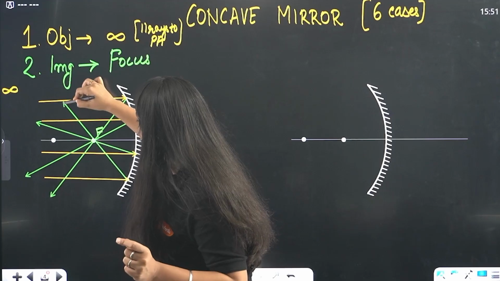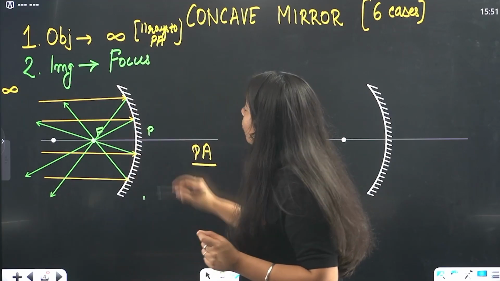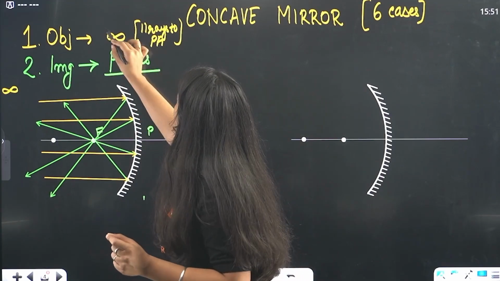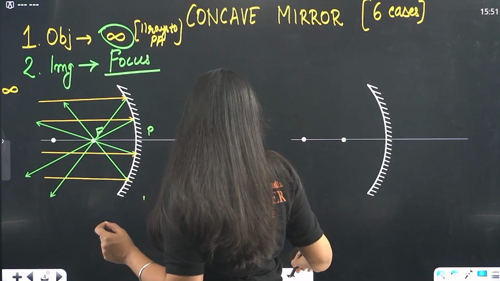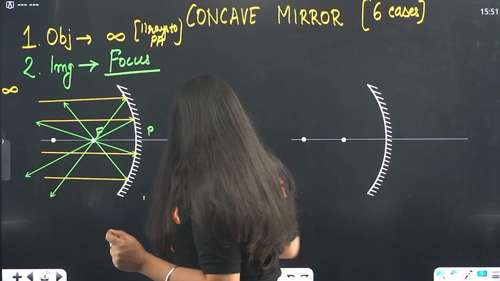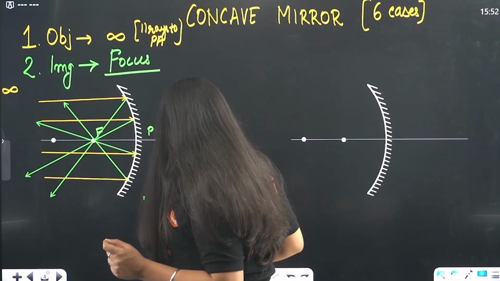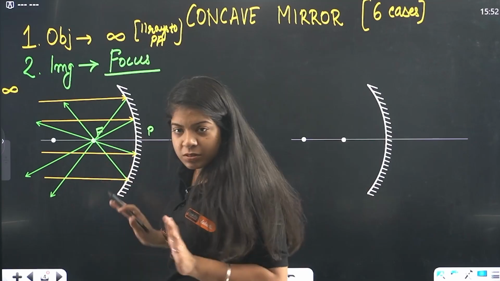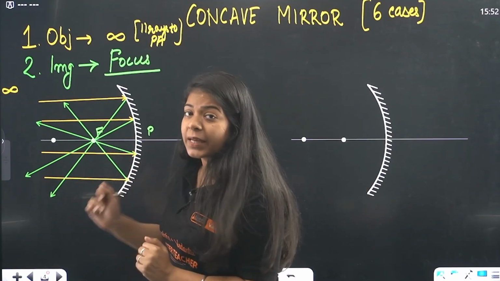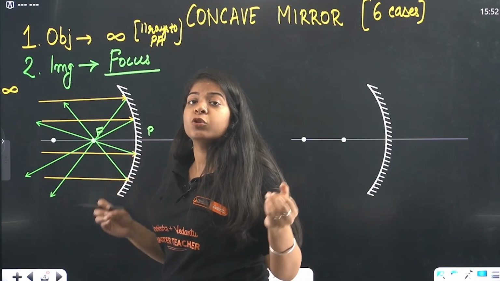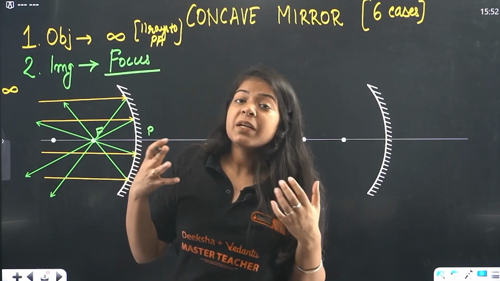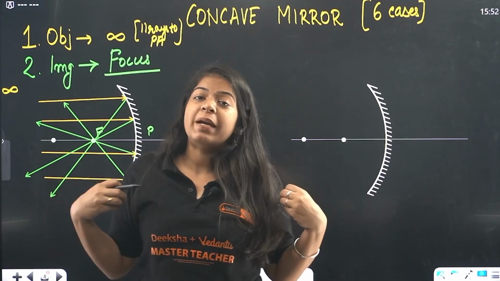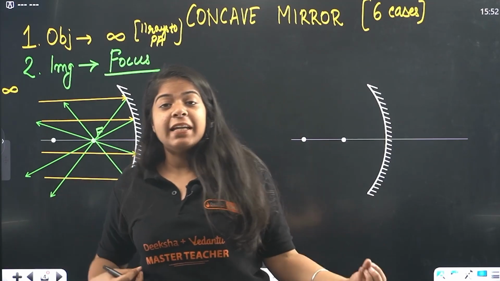Okay, very good. So my image is now where? Image is at focus, object was at infinity. Understood? You can see that this diagram is neat, right? There are so many rays. I'm not saying that you stop drawing so many rays, but with so many rays, you have to make it very presentable, very neat and clean.